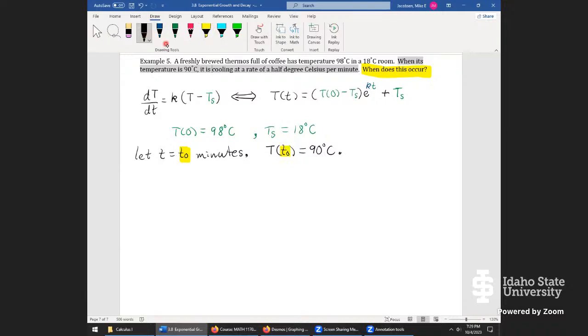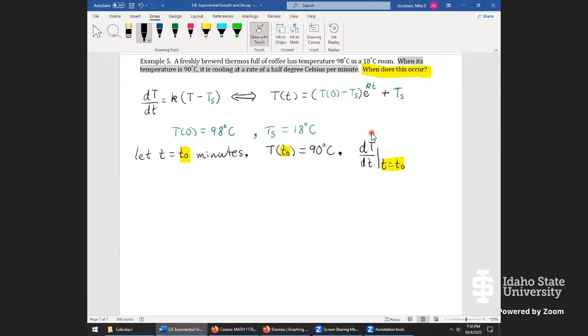And then they said a little bit more, actually a heck of a lot more. They said also, it is cooling at a rate of a half a degree Celsius per minute. When they said rate right there, that's the derivative. So we'll write out the derivative of temperature with respect to time. This happens at T naught, so we need to evaluate it at time equals T naught. It is cooling at a rate of a half a degree Celsius per minute.